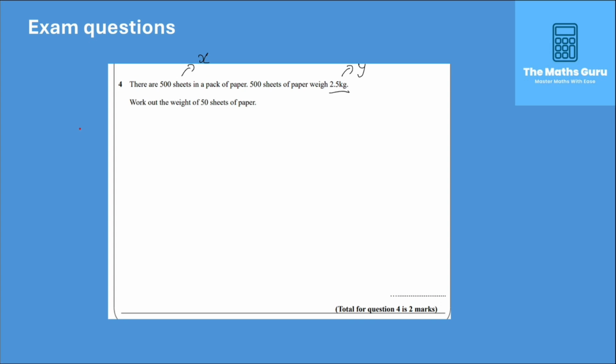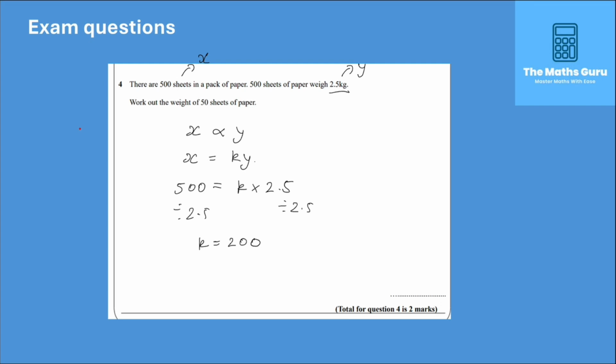Hence, we can set up our equation as x is directly proportional to y. So, when x is directly proportional to y, we can say that x is equal to ky. Filling in our x and y to work out our k, we get 500 is equal to k times by our 2.5. To get k alone on its own side of the equation, we have to divide through by 2.5. So dividing through by 2.5, 500 divided by 2.5 is 200. So k is equal to 200.